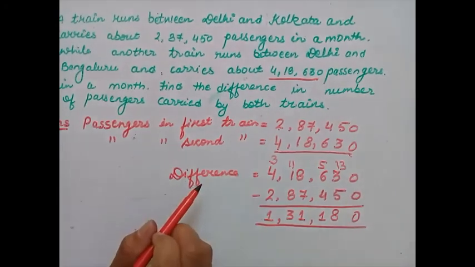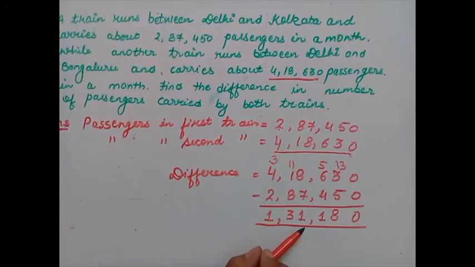So the difference of passengers is 1,31,180. So today we have completed our exercise 2C.